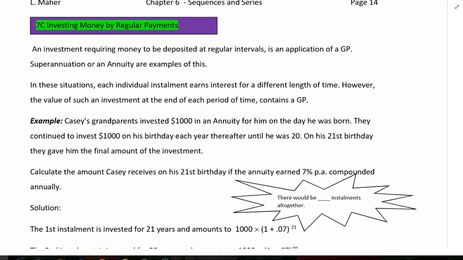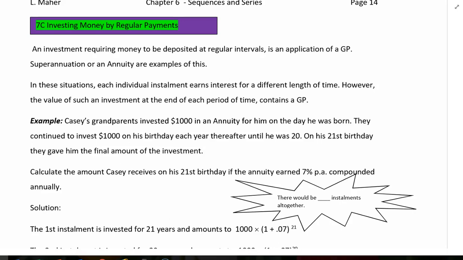In exercise 7C, we start to look at the financial aspect of a GP. So we're going to set up originally a sequence. We will realise that it becomes a series because it's an investment, so we're adding together amounts. Then we're going to look at what part of this series we've got is actually a GP.